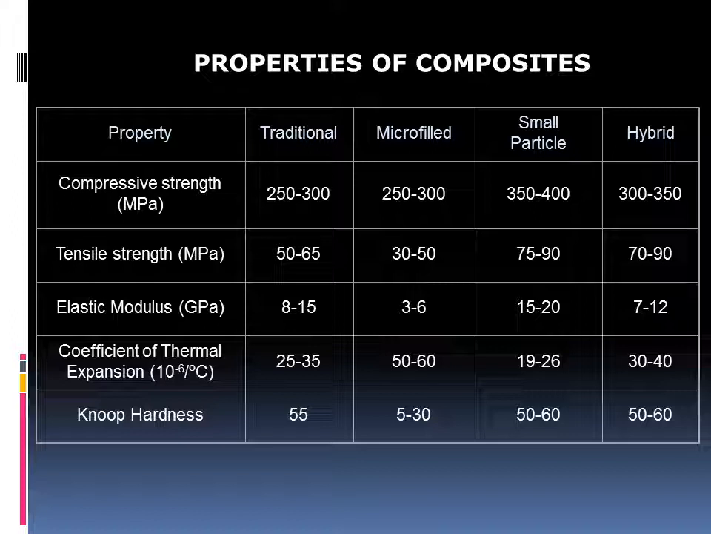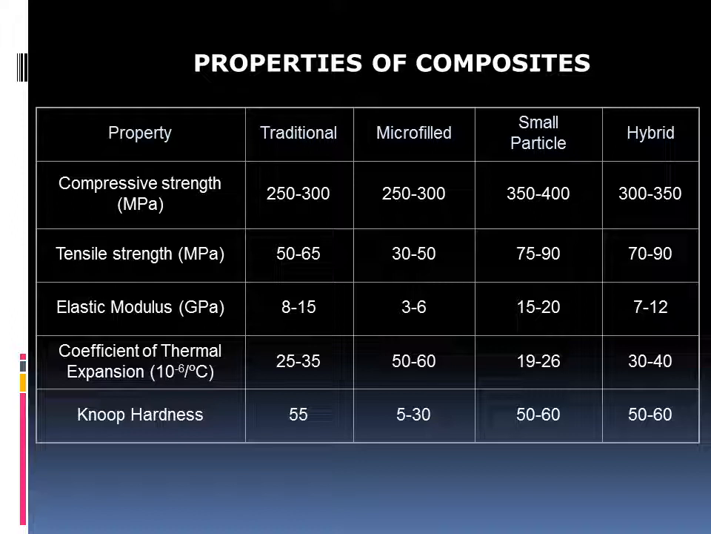So let's just summarize the properties of composites. So looking at the traditional or the conventional or the microfill, the compressive strength is about 250 to 300. The same is the case with microfill. However, it is the highest in the small particle composites, and the hybrid falls between the conventional and the small particle. Then the tensile strength shows the same pattern. Elastic modulus or the stiffness, again, it is the least for the microfill. It is satisfactory for traditional, however, it is the greatest in the small particle. And again, the hybrid falls in between the both.